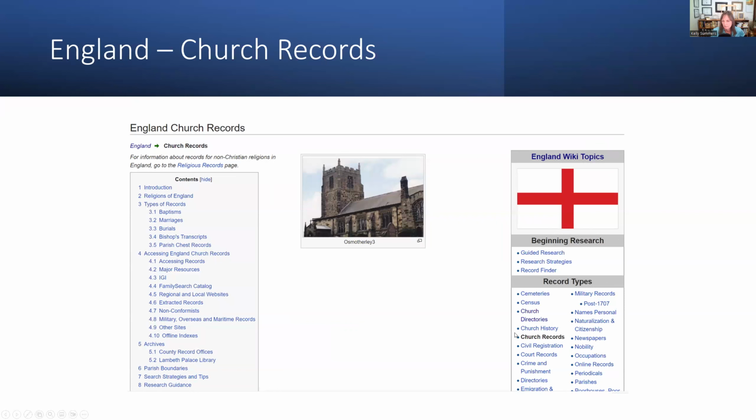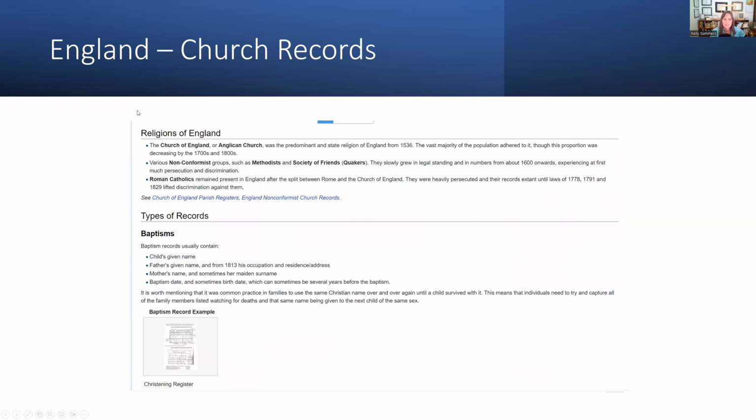If you click on, for example, the church records over here, it takes you to a page about church records. And as you scroll down, it will give you information about church records. It tells us about the religions in this country, and then tells us about the types of records in this country. So we have baptism records. It tells us what information we would expect to find in these baptism records, and it shows us an example.